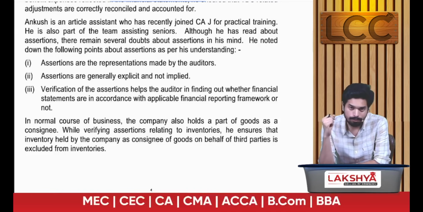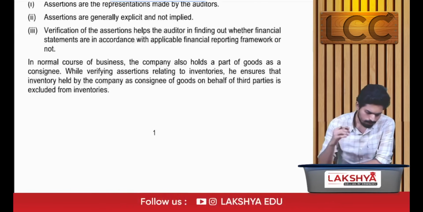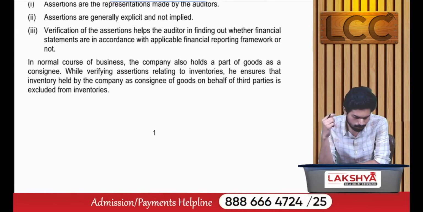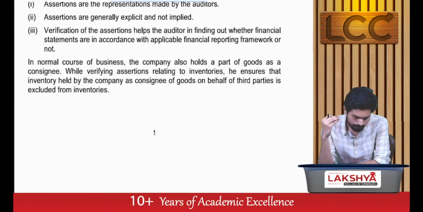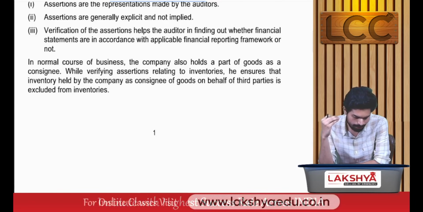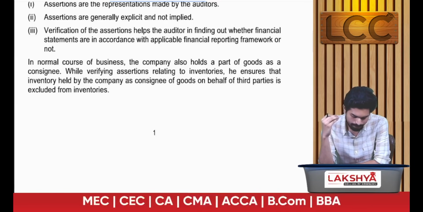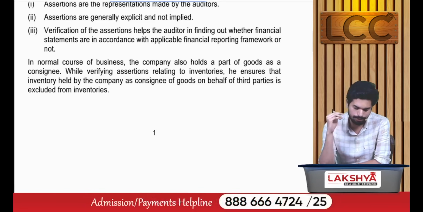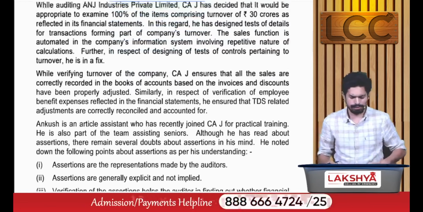And the last point, in the normal course of business, the company also holds a part of the goods as consignee. While verifying assertions relating to inventories, he ensures that inventory held by the company as consignee of the goods on behalf of third parties is excluded from the inventories. Okay, so this is your case scenario 1.